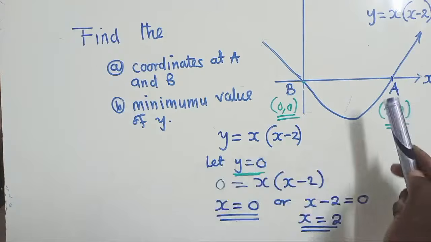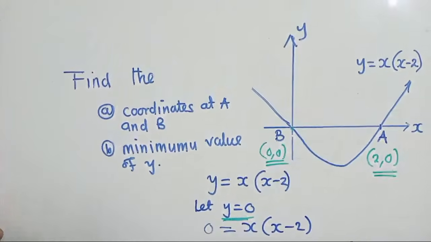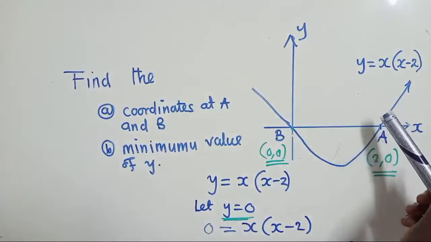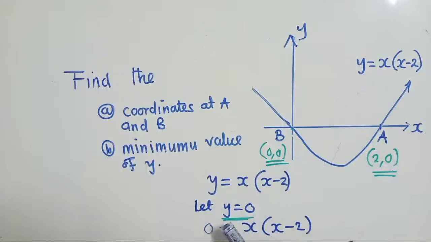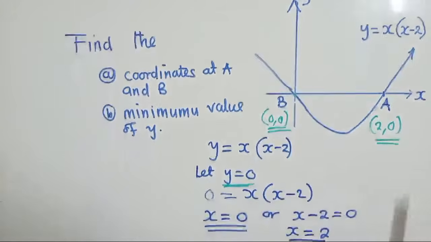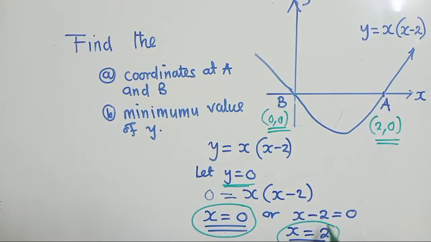So when you have got a graph like this, the first step for you to find the coordinates is to make your y equal to 0. So like I did here, y is equal to 0. Once you say y is equal to 0, you solve the quadratic equation. That's all. Once you solve it, you are going to get two solutions, this one and this one. When you get these two solutions, they are your x coordinates.